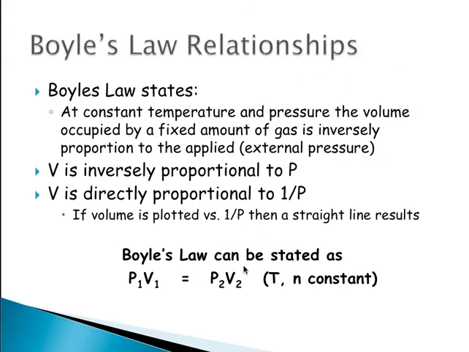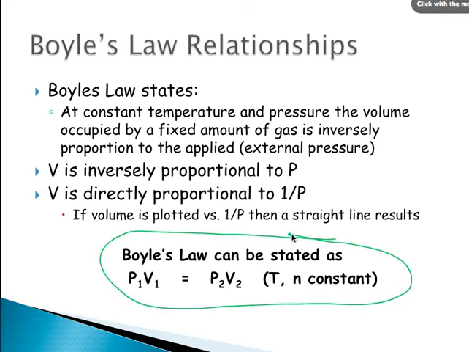Using that relationship and doing some math, Boyle's law is typically stated like this. Okay. Again, remembering the temperature and the number of particles of the gas, the sample of the gas, remains the same. How do we make that a straight line? Since V is inversely proportional to P, meaning as V goes up, P goes down, that's an inversely proportional relationship.